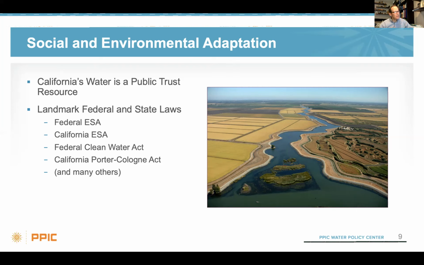And there's this other aspect that California water is a public trust resource. It means nobody owns it. They just own a right to use it. And because it's a public trust resource, we have the State Water Resources Control Board, who goes to great lengths to balance the uses of water. So that's an important aspect as well.